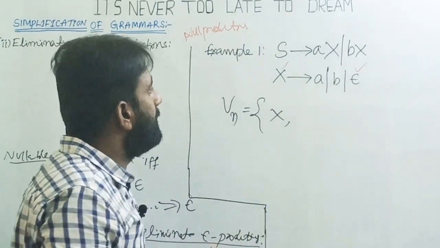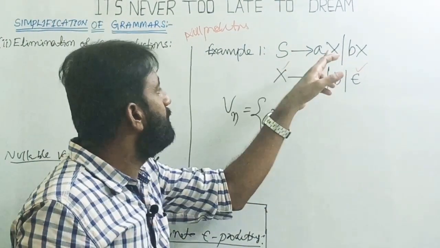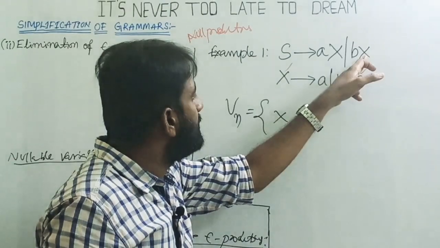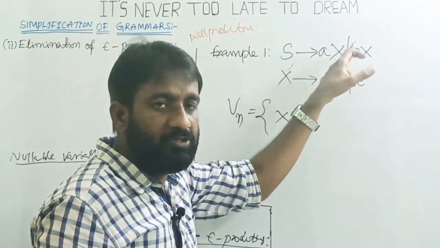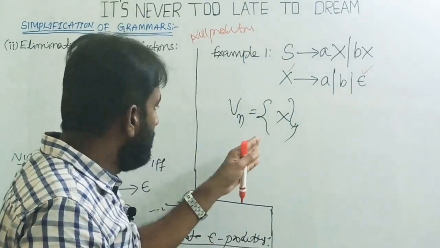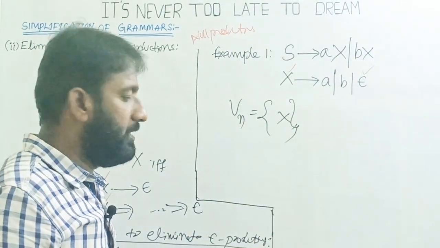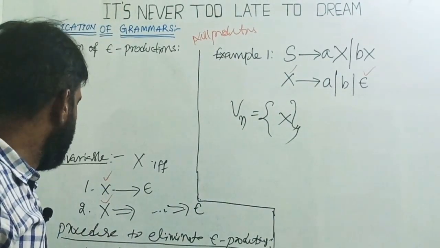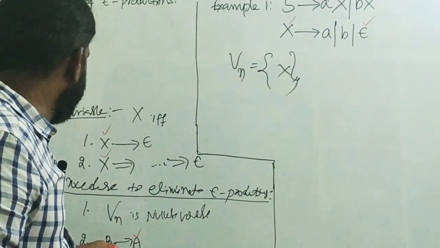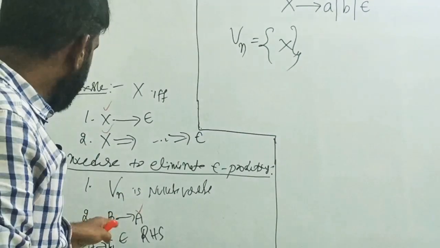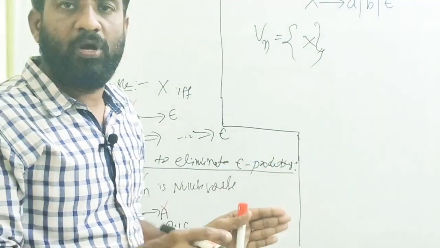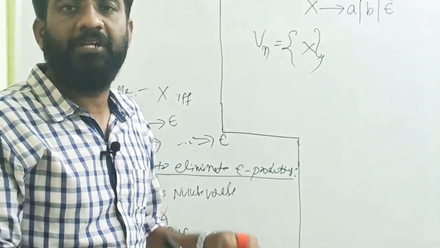Is there any other null variable? Not possible. If you replace X with epsilon, S derives a. If you replace X with epsilon, S derives b. So this is the only null variable. Then remove the null production from the grammar according to the procedure. The first step is to identify the null variable, and the second step is, if there is a production of the form B tends to A, replace A with epsilon and add all possible combinations of the RHS. Don't add A tends to epsilon.